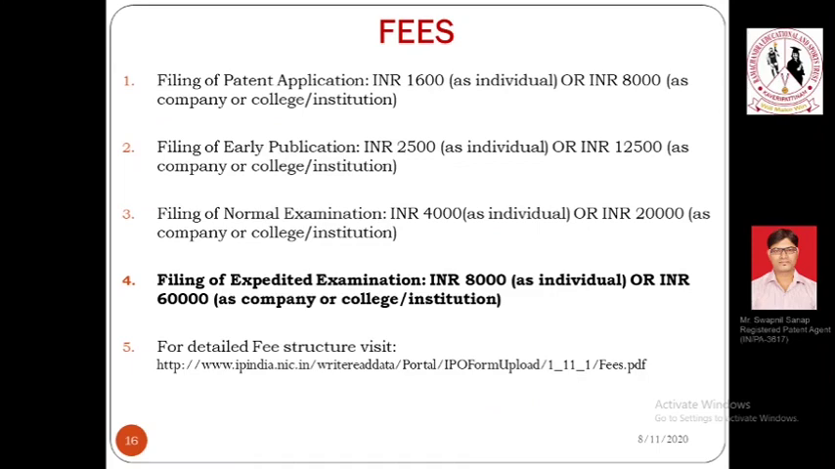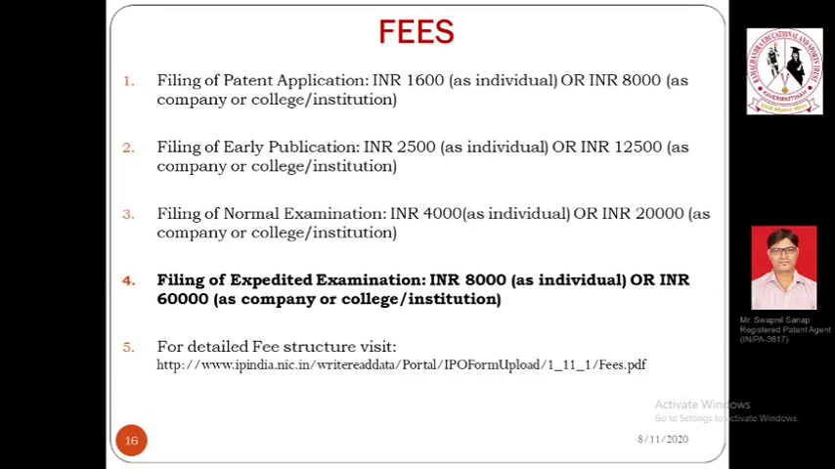So point number 3 and point number 4 are optional. So either you choose normal examination or you can pay for expedited examination. I told you the difference. If you go for normal examination, you have to wait for I think 3 or 4 years of time. If you go for expedited examination, you can expect the examination and the disposal of the case maximum in the next 1.5 years. This is very important to understand.